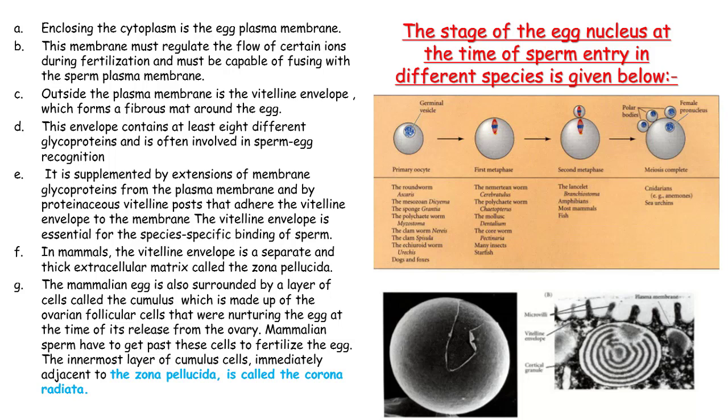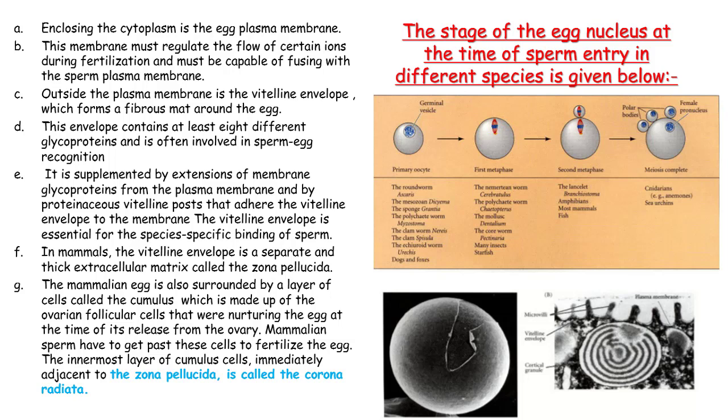Enclosing the cytoplasm is the egg plasma membrane. This membrane must regulate the flow of certain ions during fertilization and must be capable of fusing with the sperm plasma membrane. Outside the plasma membrane is the vitelline envelope, which forms a fibrous mat around the egg.